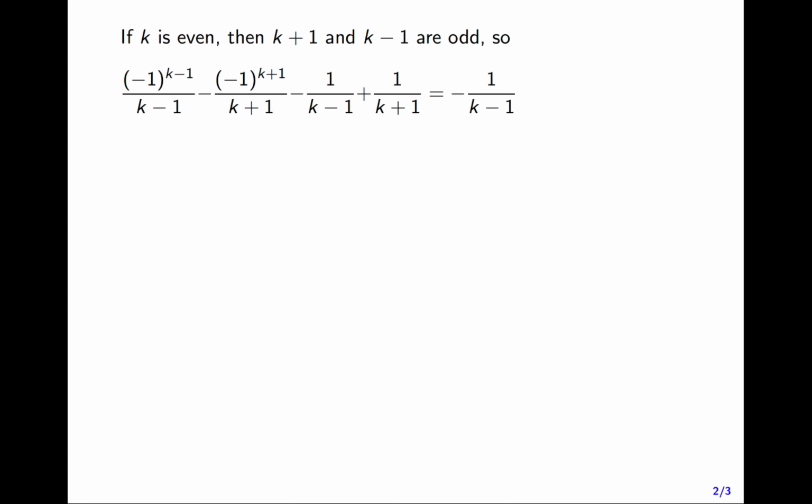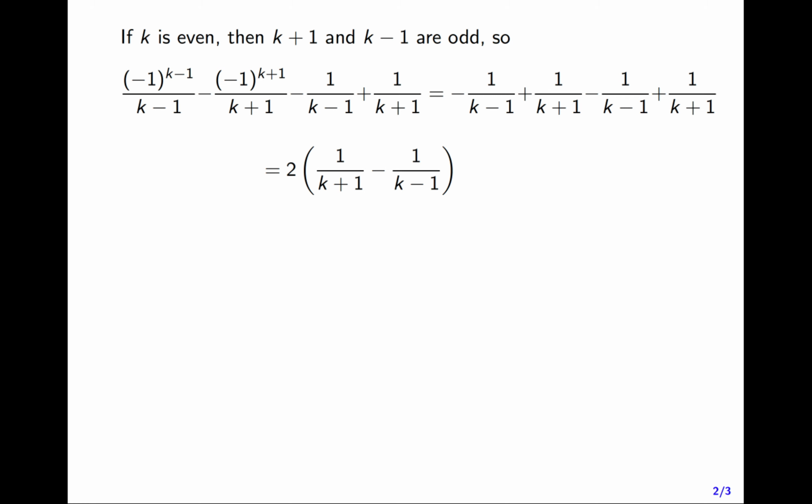My second term, I'm subtracting minus 1 to the k plus 1, so k plus 1 is odd. That means that minus 1 to the k plus 1 is minus 1. I subtract, so I'll get a plus 1 over k plus 1. And then I don't have to do anything else with my other two terms. I have a minus 1 over k minus 1 and my plus 1 over k plus 1. So this turns into 2 times (1 over k plus 1 minus 1 over k minus 1). And that's equal to 4 over 1 minus k squared once I put it over a common denominator.